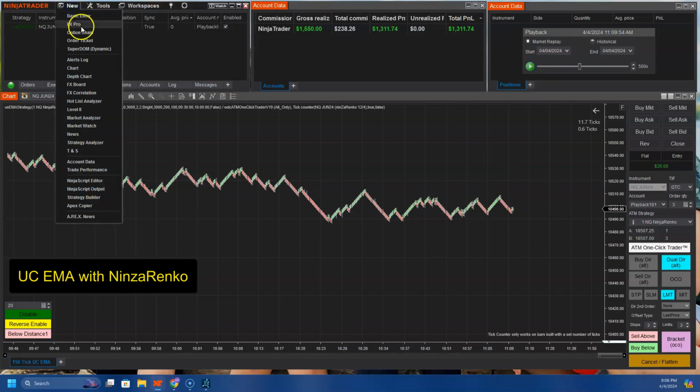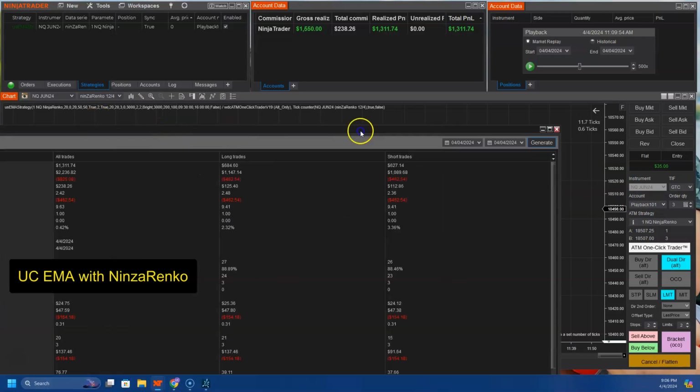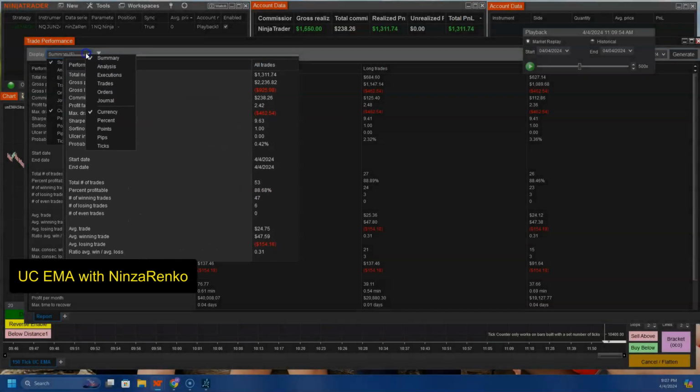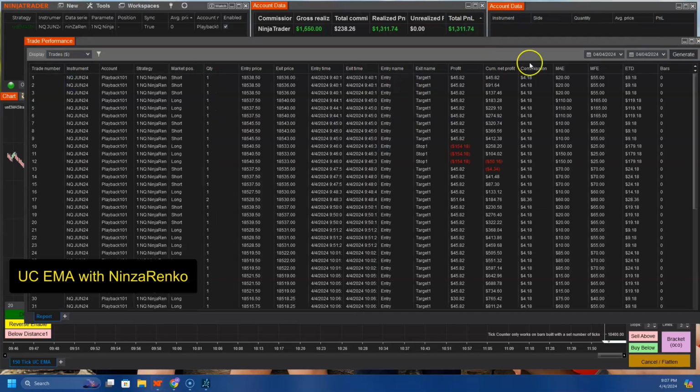Just going to stop this. Let's go to trade performance. I really want to see the trade performance this has. Sorry, let me bring the chart here. Oops, there you go. So look at that percentage win ratio, almost 89%. Wow. Let's take that away.